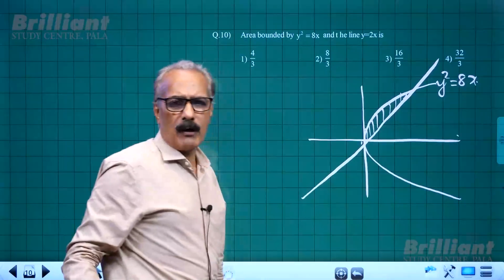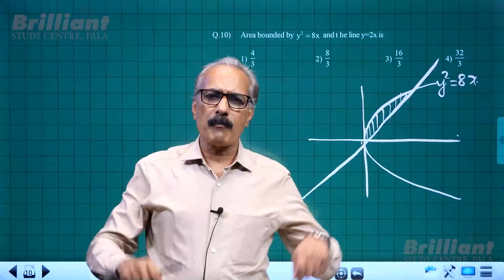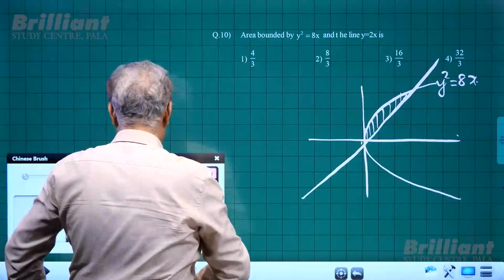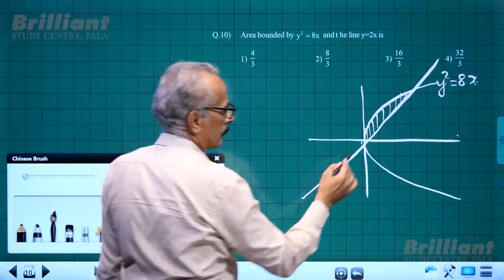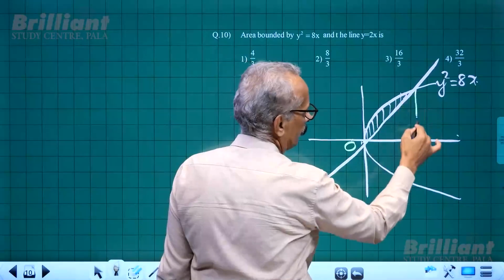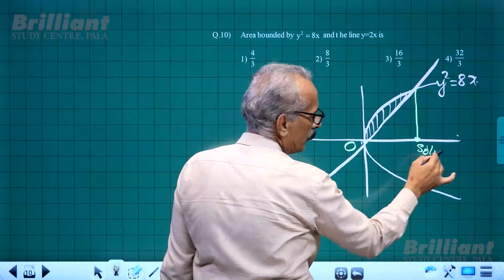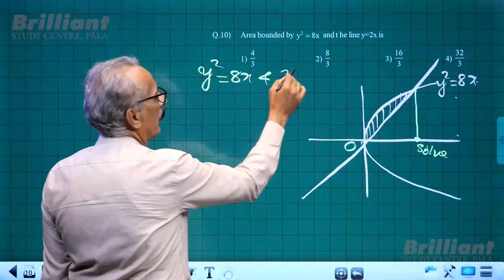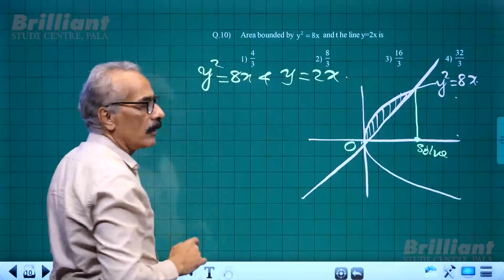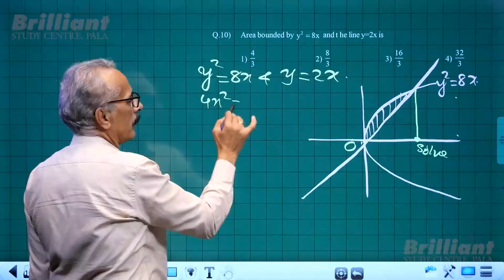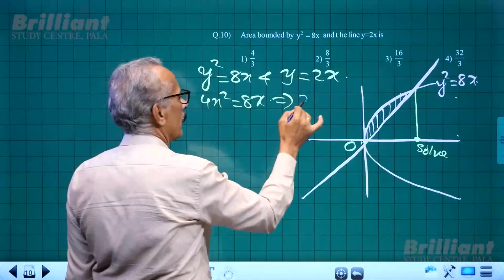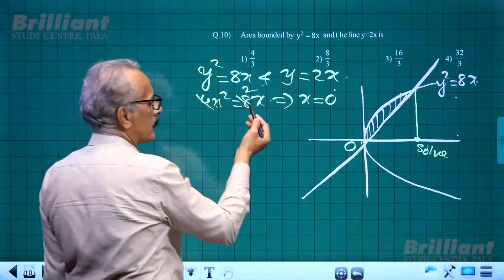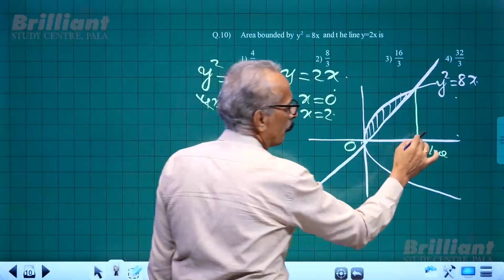Now, what's the method of finding it out? If two curves are intersecting, from the point of intersection, drop a perpendicular to the x-axis. How do we get this point? Solve the two: y square is equal to 8x and y is equal to 2x. We solve. That means 4x square equals 8x. What does it imply? x is equal to 0, and cancelling 4 and x, x is equal to 2. So this point is 2.